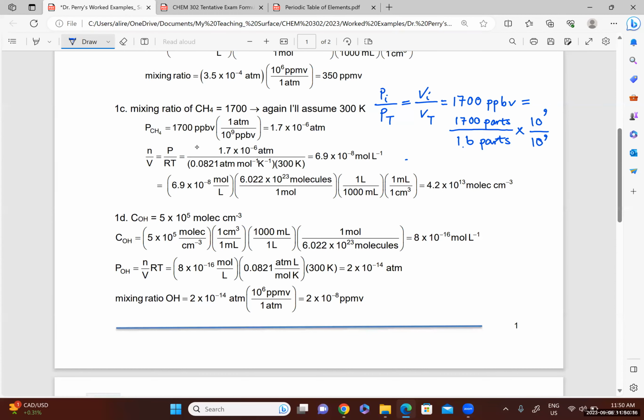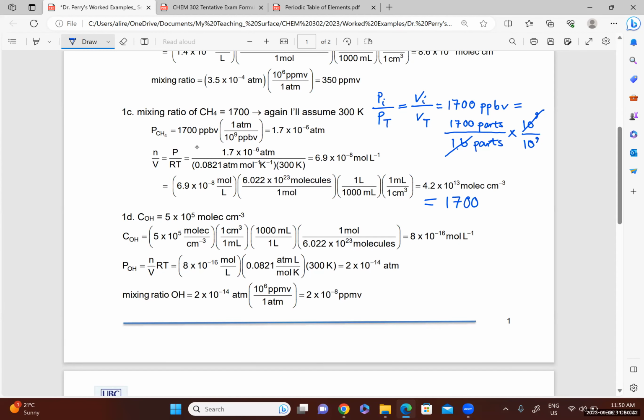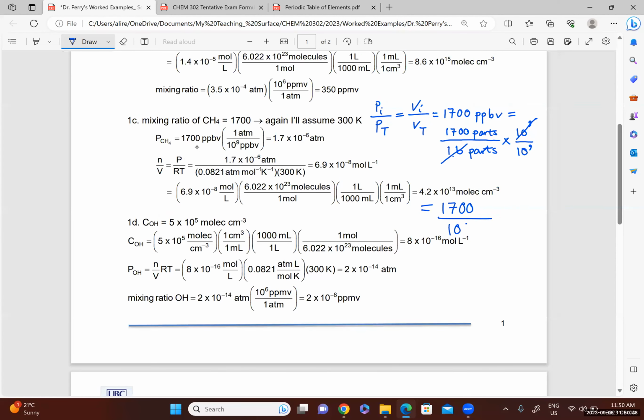So how to do that? This 1 billion and this 10 to the 9 cancel each other. And what we're left with is 1700. Let me just quickly show you and then stop this video, to make sure that this is working properly. So 1700 divided by 10 to the 9, part over part, which is atmosphere over atmosphere. And that's why here we divided by 10 to the 9.